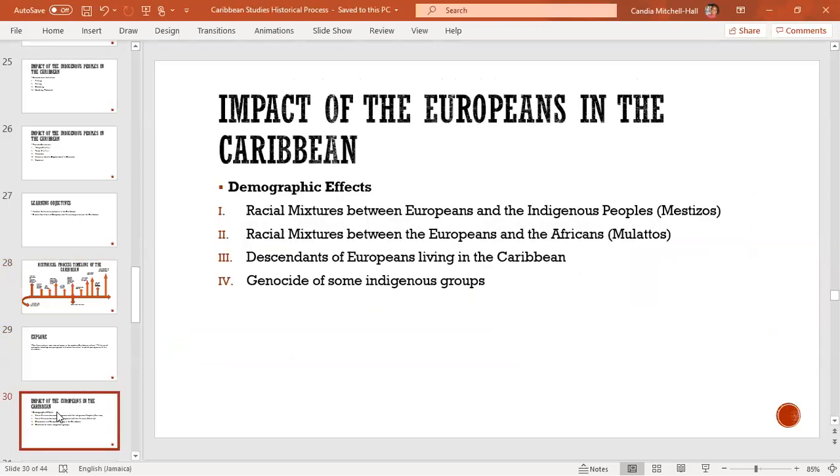All right. So what we're going to do is look at the Europeans in general, the impact of the different European groups coming into the Caribbean space. So we know for sure that once they came into the Caribbean, the first thing the Europeans saw would have been indigenous people living in the space, right? Because they are indigenous to the space. So the impact of Europeans, the first impact is demographic impact.